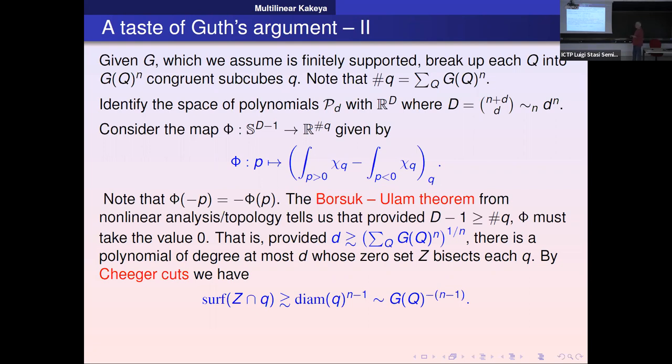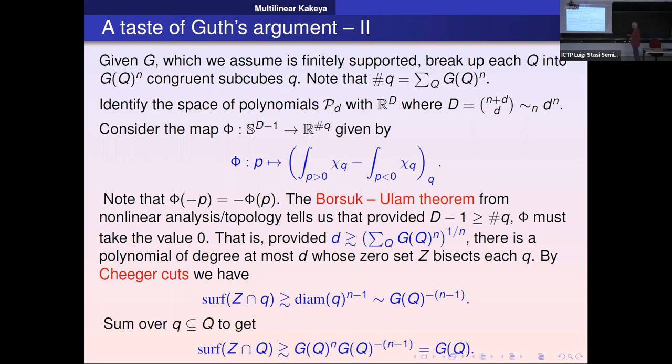By scaling, the correct largeness is the n minus one power of the diameter of the cube, and that's the same as g of Q to the minus n minus one, because you pack that many, g of Q to the n, small cubes inside the unit cube. So now we just sum over the different small cubes, and we get that the surface area of Z intersect Q is bigger than or equal to capital G of Q. So that's a potted version of an easier result, but which captures the spirit of Guth's argument.